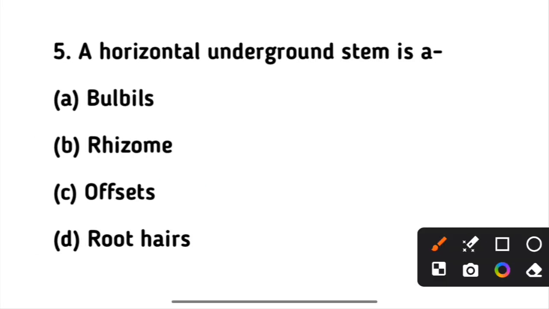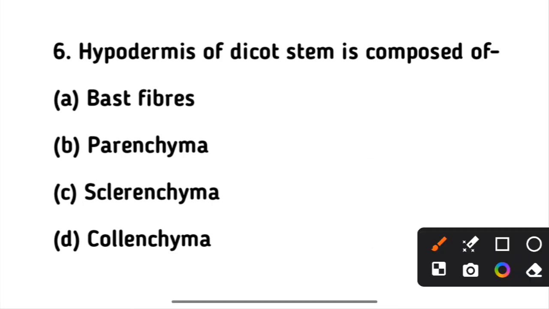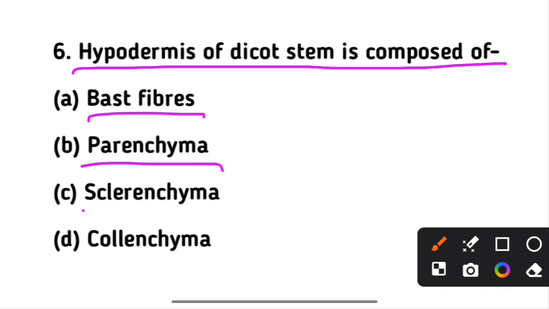Next question. A horizontal underground stem is a. Option A, bulbils. Option B, rhizome. Option C, offsets. Option D, root hairs. Option B is correct, rhizome. A horizontal underground stem is a rhizome. Next question. Hypodermis of dicot stem is composed of. Option A, fibers. Option B, parenchyma. Option C, sclerenchyma. Option D, collenchyma. D is correct, collenchyma. Hypodermis of dicot stem is composed of collenchyma.